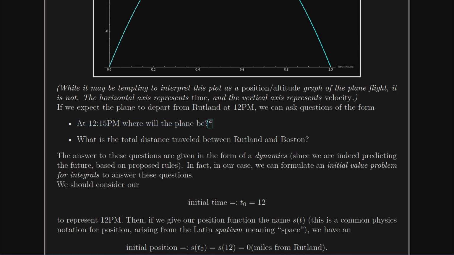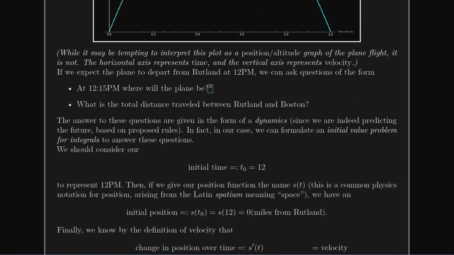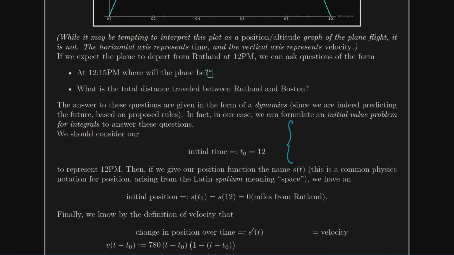We can answer that using our dynamics, and maybe we could also ask the question, what is the total distance traveled between Rutland and Boston? We could also use that with our dynamics. So let's think about how we would use the velocity that's given here, as well as our initial time being 12 p.m. to actually construct an initial value problem. In particular, we're going to construct an initial value problem for what we're trying to solve, which in this case is position, because I'm asking a question about where and or distance. Both cases mean position. And so I'm going to use the variable s here, and I care about how my position changes over time. How does position change? As well as where do I start?